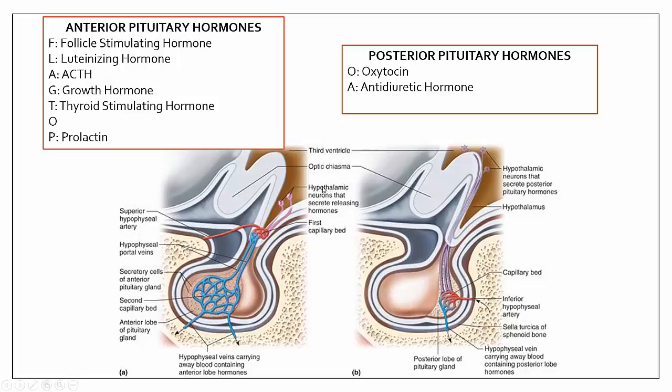So here are the hormones that the pituitary secretes. From the anterior pituitary, you have a whole bunch of different hormones. You can remember them by this acronym FLAGTOP, only there's no O. So it's just in there so it makes sense, but it doesn't actually have a hormone associated with it. So there are 6. The F, follicle stimulating hormone, the L, luteinizing hormone, the A, ACTH, which is adrenocorticotropic hormone, the G is growth hormone, the T is thyroid stimulating hormone, and the P is prolactin. From the posterior pituitary, you have only 2 hormones, oxytocin and antidiuretic hormone, or ADH.